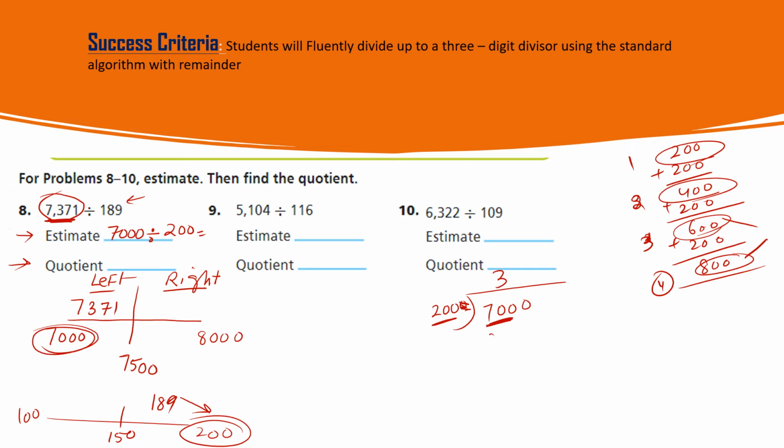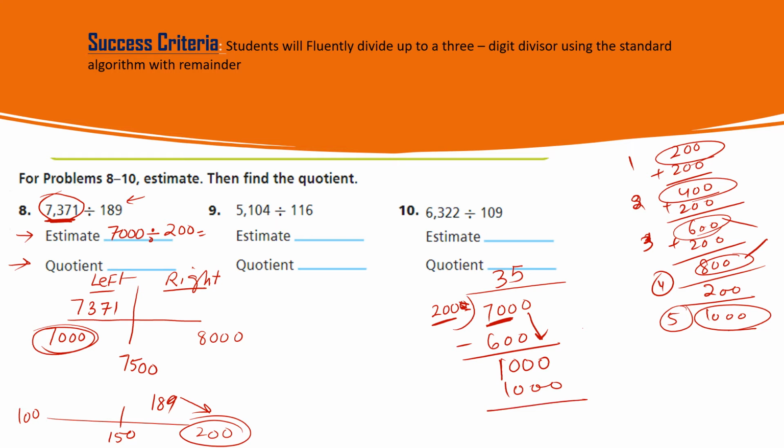Three times 200 gives us 600. Subtract. 0 minus 0, 0 minus 0, 7 minus 6 is 1. Now this 0 is alone. I will not write it up. Why? Because now this is a number, 1000. Now again, make it 200. So it will give us 1000. So I have 5 times 200 gives us 1000. So what is the estimate? The estimate is 35.